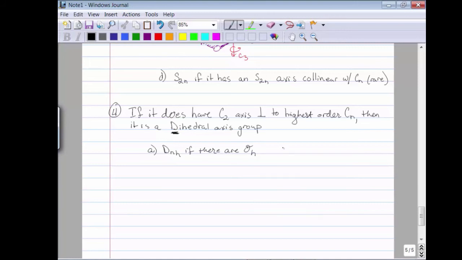An example is eclipsed ferrocene. So I have an iron in the middle, and then I have aromatic cyclopentadienyl anions on the top and the bottom. Here we have, right down the center, a C5 principal axis.